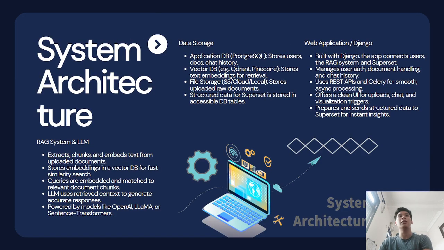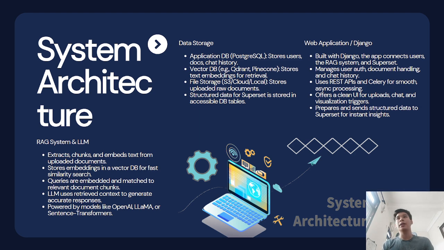Let's take a look at the system architecture. I decided to divide it into three components. The project is essentially a chatbot. Then we can never ignore the fact that we need to have a RAG system and a large language model to support it. The job of the RAG system is to extract chunks and embed text from the uploaded document from the user. It then stores the embeddings in a vector database for fast similarity search. The queries from the user are also embedded and matched to relevant document chunks, and the large language model uses retrieved context to generate an accurate response.